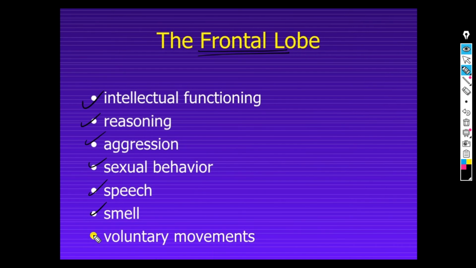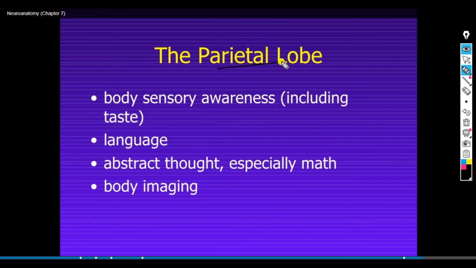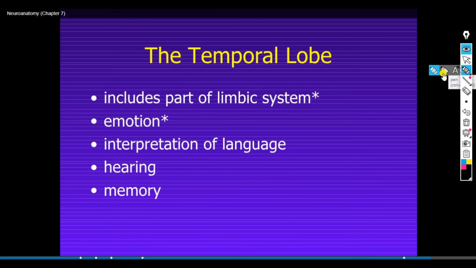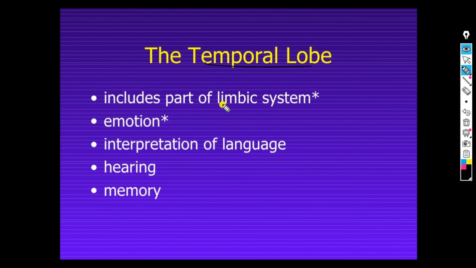The frontal lobe has intellectual function, reasoning, aggression, sexual behavior, speech, smell, and voluntary movements. The parietal lobe handles body sensory awareness, including taste, language, abstract thought, especially mathematics, then body imaging. The temporal lobe includes part of the limbic system and emotion, interpretation of language, hearing, and memory.